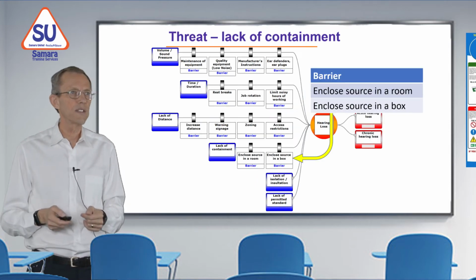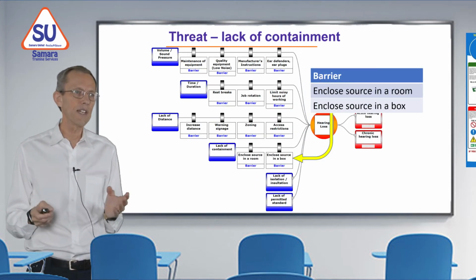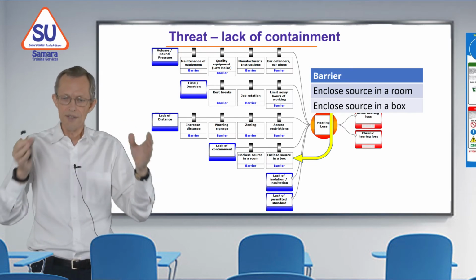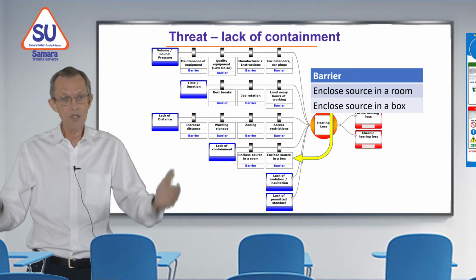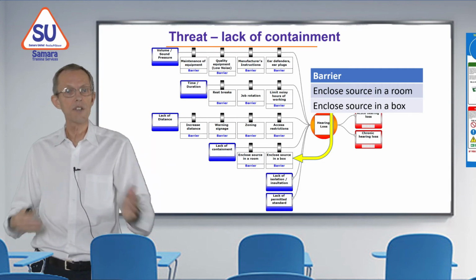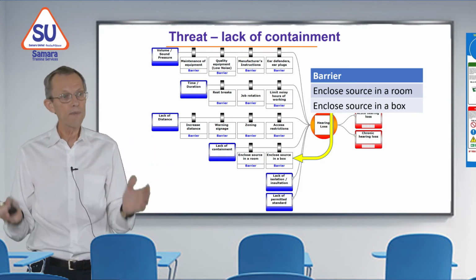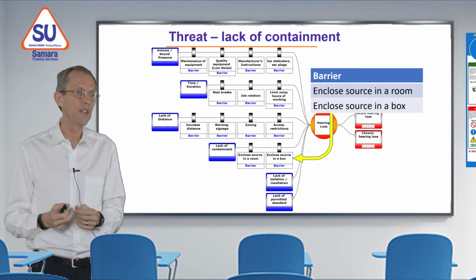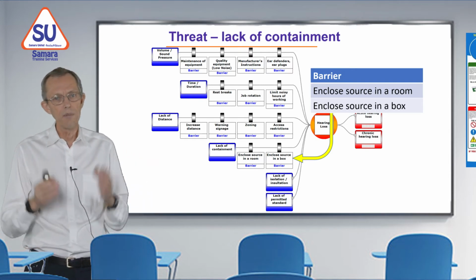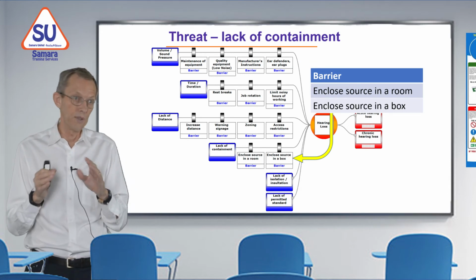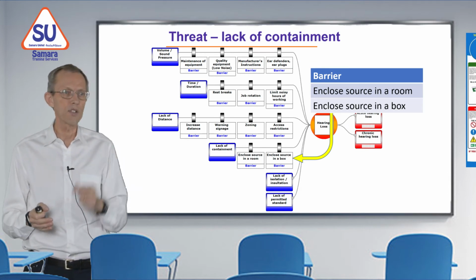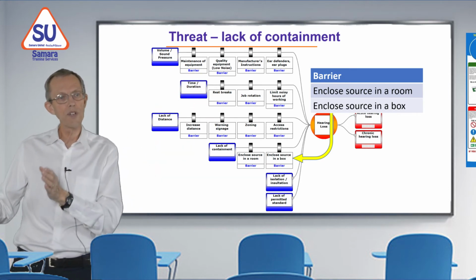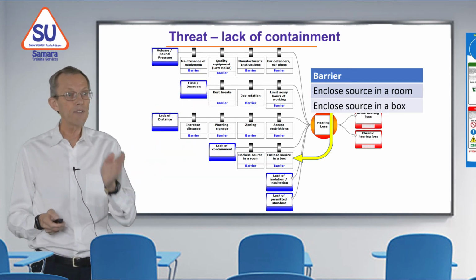Okay, the next threat is lack of containment. So containment means putting the noisy equipment in a box, in an acoustic enclosure, in a room with solid walls and a solid door and seals. Or alternatively, I suppose, but I've not shown it on the diagram, we could put the people in the quiet place and let the noise be outside. But we have some barriers.